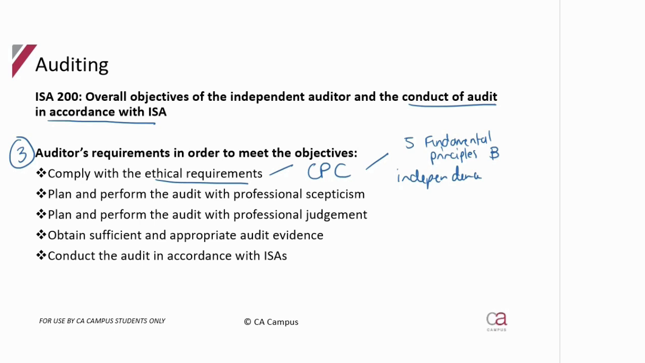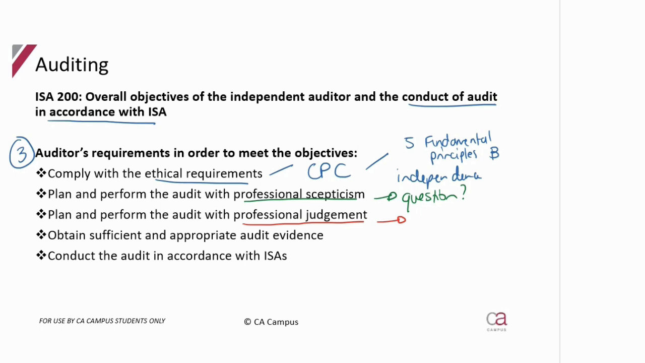We have to plan and perform the audit with professional skepticism. So professional skepticism, we just have to keep questioning things. Just don't accept answers because the client's given us an answer. Question it. Make sure that you're comfortable that that answer makes sense. We have to plan and perform the audit with professional judgment. So don't just accept things.